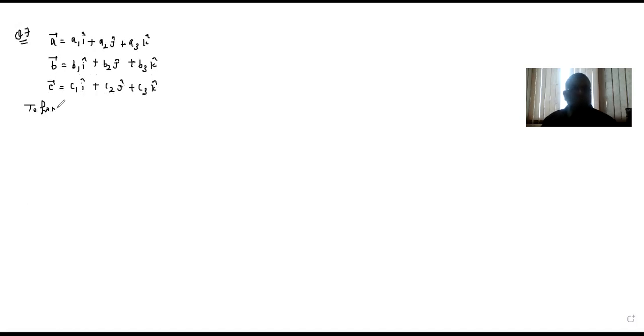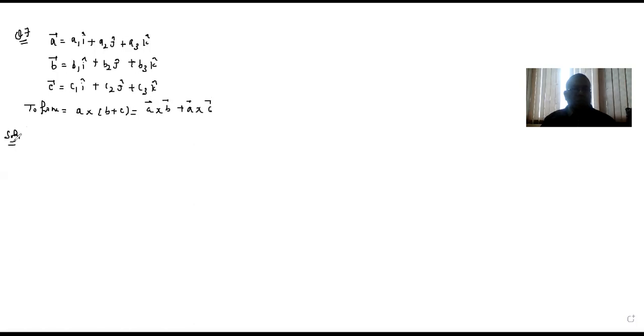So he has given us that vector A is given by A1 i, A2 j, A3 k. Vector B is given by B1 i, B2 j, B3 k. Vector C is given by C1 i, C2 j, C3 k. We have to prove that A cross (B plus C) equals A cross B plus A cross C.